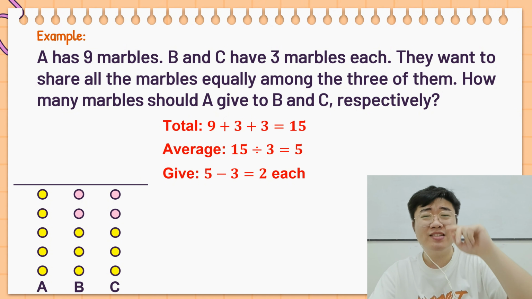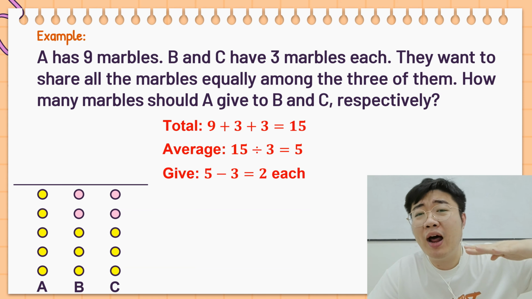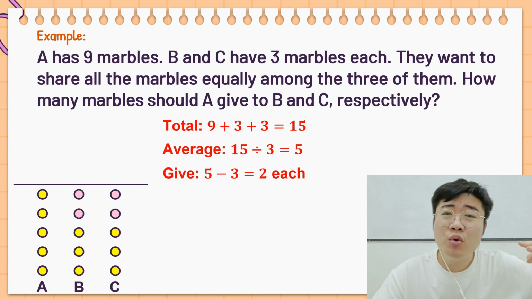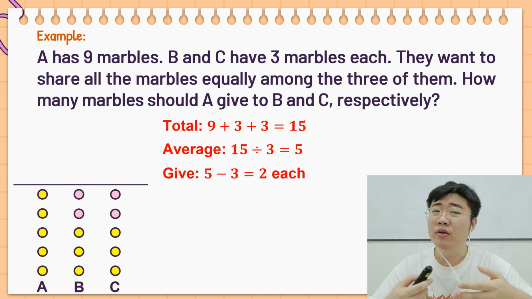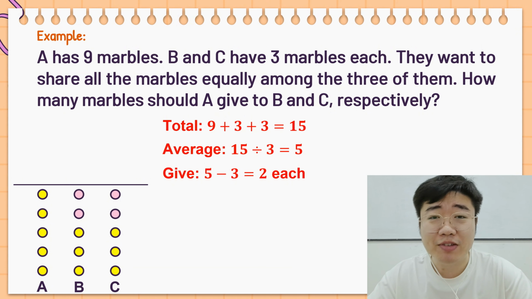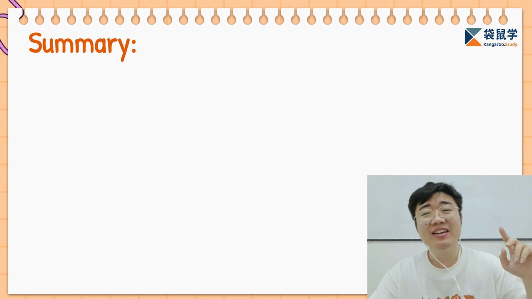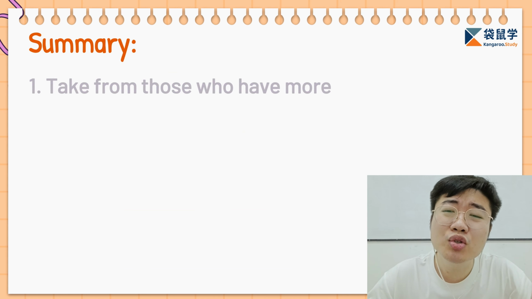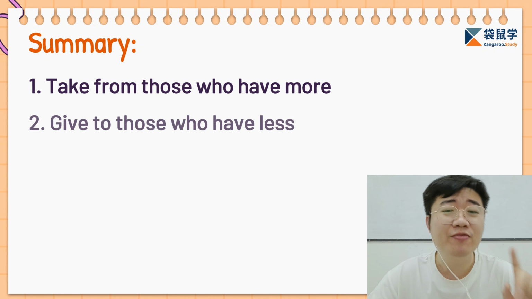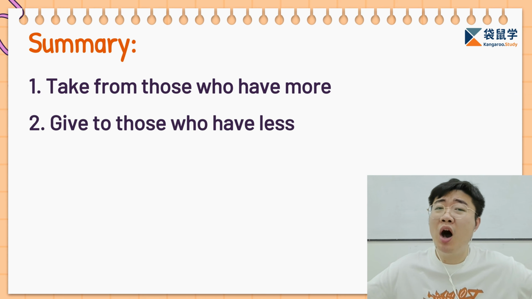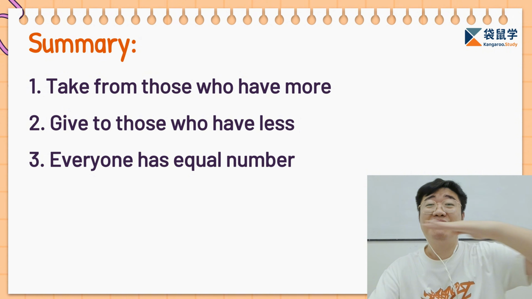So from this example, we'll notice that eventually all the numbers are same as the average. So we can just do a comparison to the average. Those who have more, remove them. Those who have less, we add in more. Let's do a quick summary here. Compared to the average, those who are more, let's take from them. And then we give it to those who have less. So eventually they all have an equal number. This equal number is what we call the average.